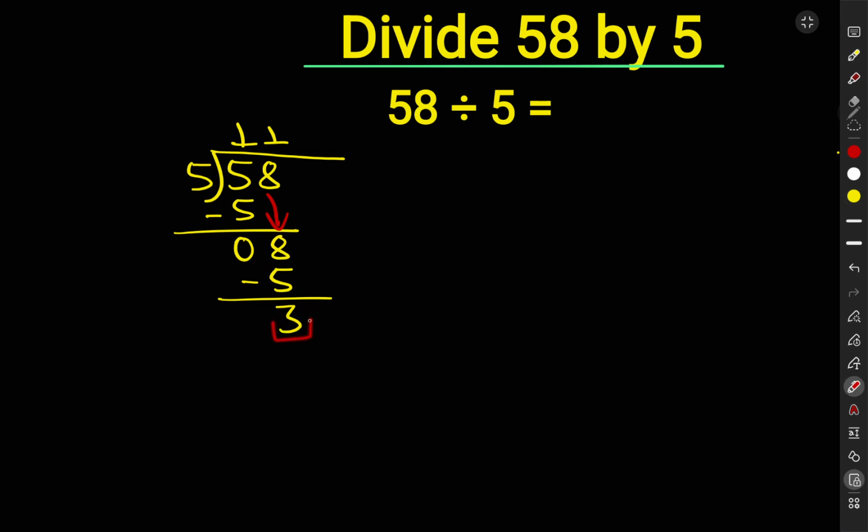So now this 3 is less than 5 and there is no other number to put down. So we take a decimal here so that we put 0. So it is 30, and 5 times 6 is 30. On subtracting we get 0. So 58 divided by 5 is 11 decimal 6.